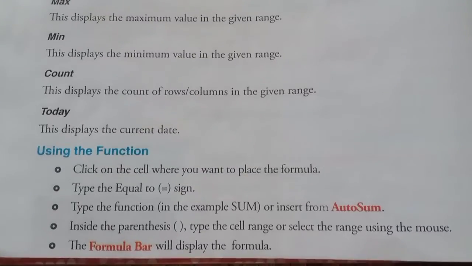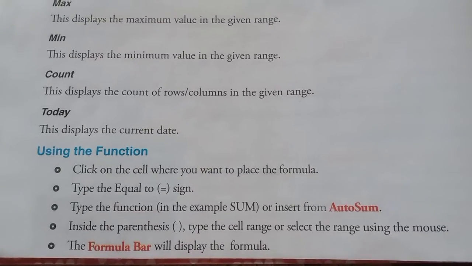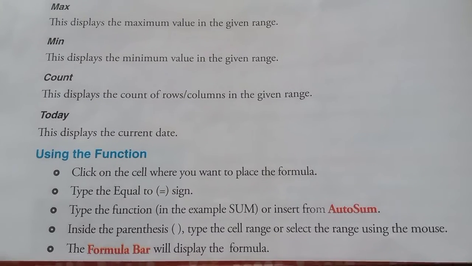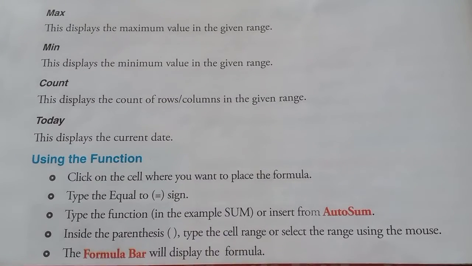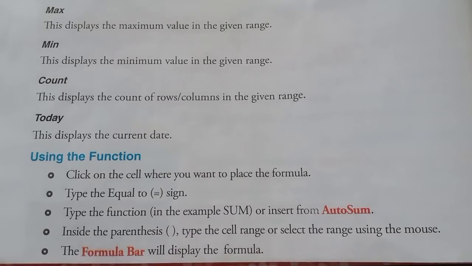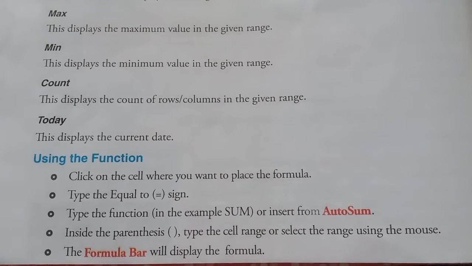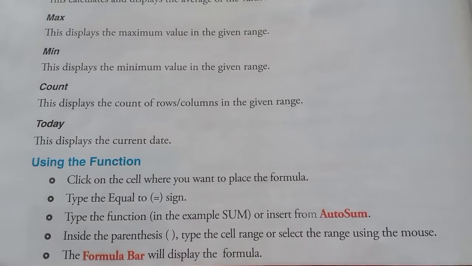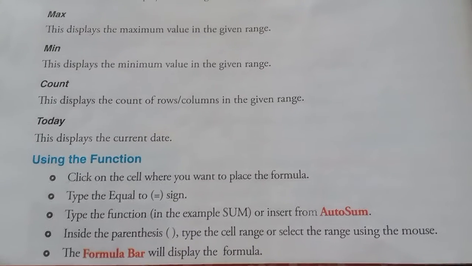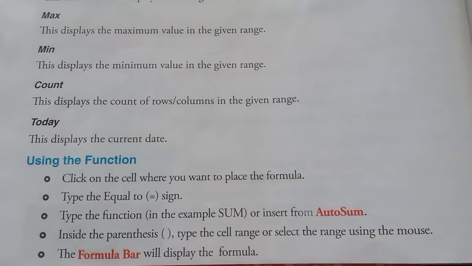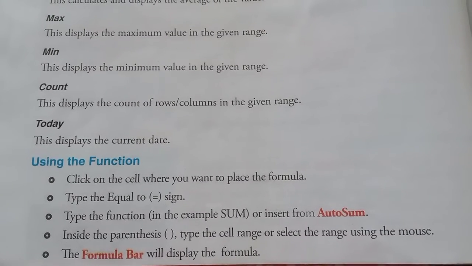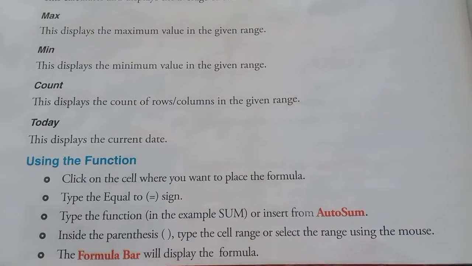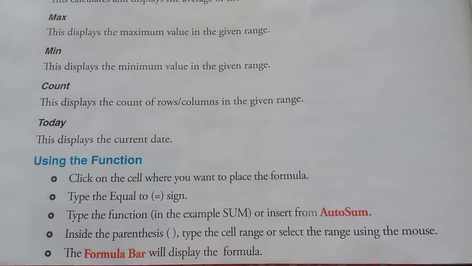Now using the functions, how are we going to use these functions? It's compulsory for each and every function: click on the cell where you want to place the formula. First of all, before writing a formula, you have to type the equal sign. Type the function, for example sum. If you want the sum of the numbers, you can insert the auto sum.